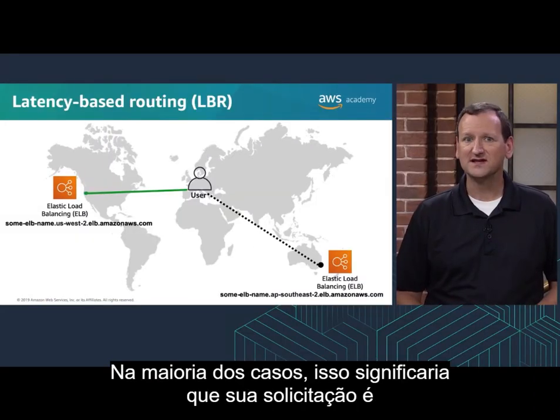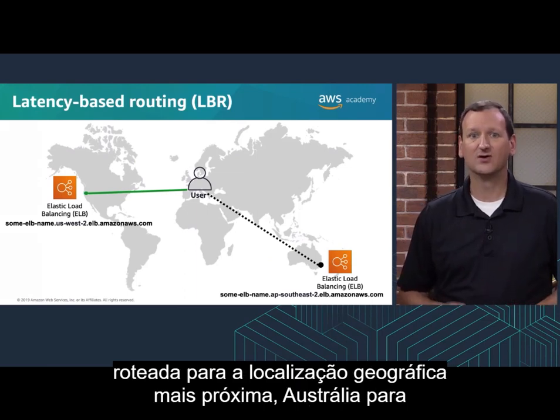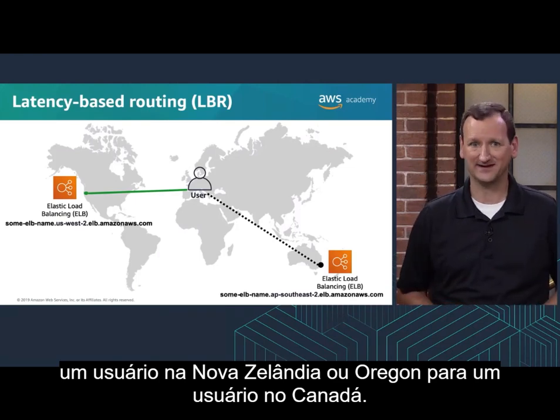In most cases, that would mean that your request is routed to the nearest geographical location, Australia for a user in New Zealand or Oregon for a user in Canada.